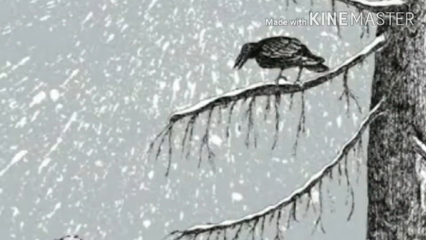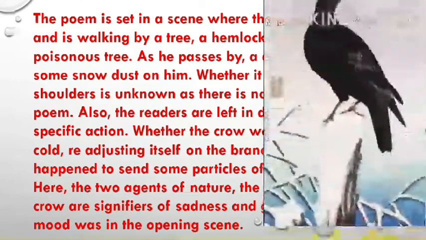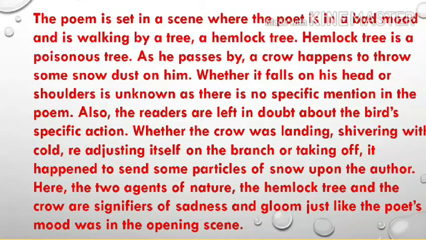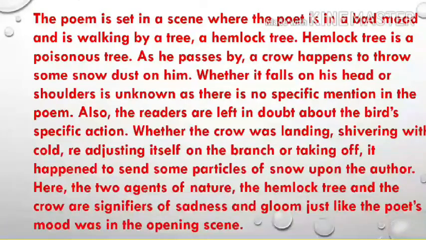Whether it falls on his head or shoulders is unknown, as there is no specific mention in the poem. Also, the readers are left in doubt about the bird's specific action, whether the crow was landing, shivering with cold, readjusting itself on the branch, or taking off. It happened to send some particles of snow upon the author. Here, the two agents of nature, the hemlock tree and the crow, are signifiers of sadness and gloom, just like the poet's mood was in the opening scene.